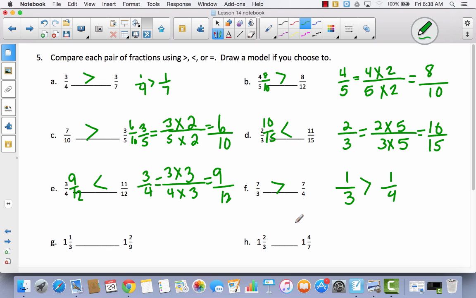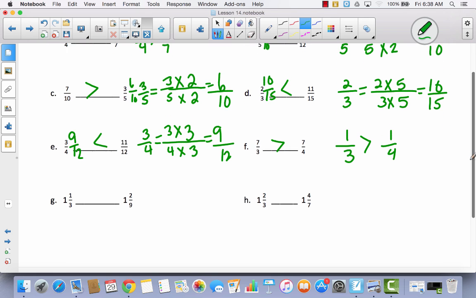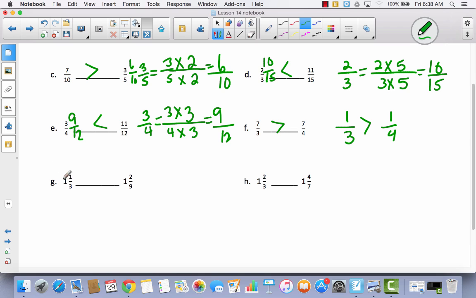All right, so let's take a look at G. Now I've got 1 and 1/3 and 1 and 2/9. Now the ones are going to stay the same, so I'm basically just going to look at 1/3 and 2/9. Is there anything I can do to 1/3 so that I will have either the same numerator or the same denominator? Well, look at the numerators. Could I do something to 1 to get it to 2? Well, sure, I can multiply it times 2. 1 times 2 is 2. 3 times 2 is 6.